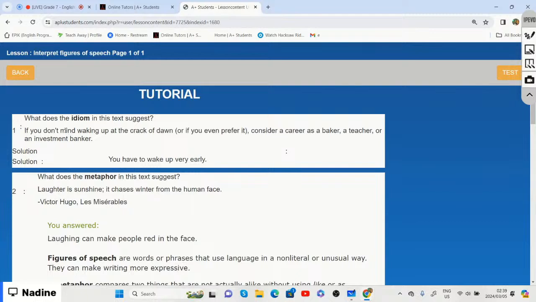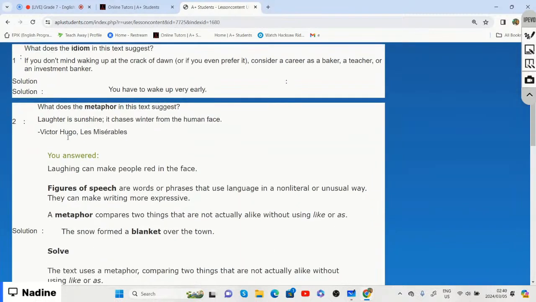All right. So we said with the idiom about waking up at the crack of dawn, it basically means that you have to wake up very early every single day, right? Here it suggests, what does the metaphor in the text suggest? It says laughter is sunshine, it chases winter from the human face.